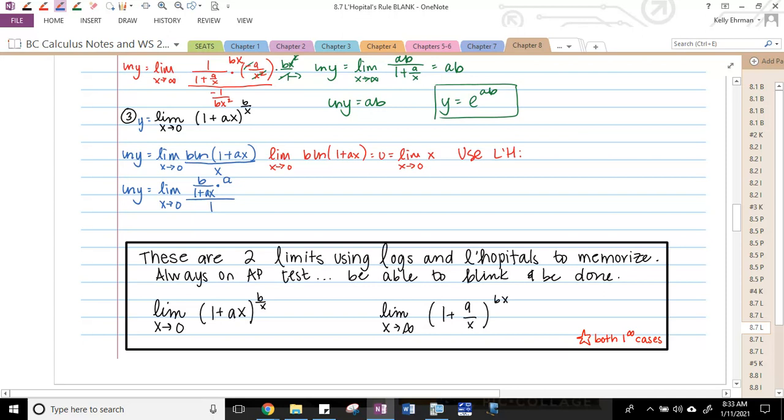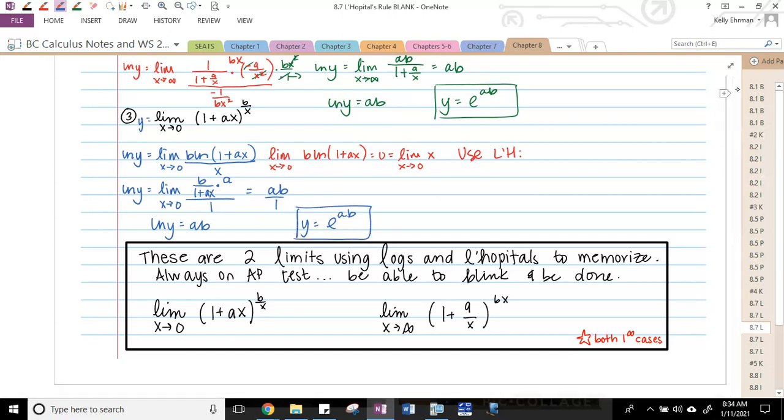I'm not going to rewrite this simplified. I have ab or ba, whatever, ab over 1 plus 0. So I can do direct substitution to say that's ab divided by 1. So again, if natural log of y equals ab, then y equals e to the ab.